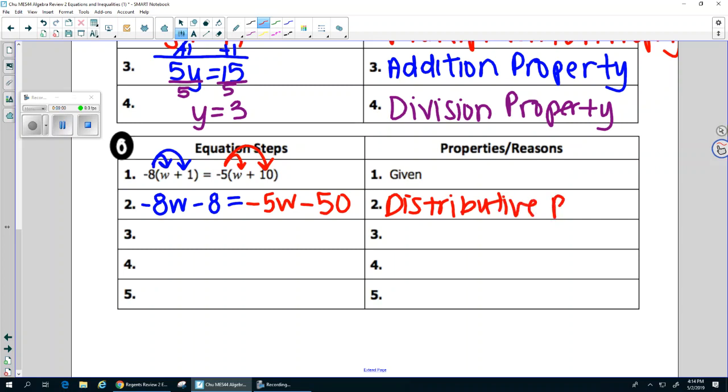So the next thing you want to try to do is to move your variables to one side. I notice there's a negative 5w on my right side. I want to move that over to my left side. So I'm going to add 5w to both sides. I get negative 3w minus 8 equals to negative 50. Now, why am I able to add 5w to both sides? That's thanks to the addition property.